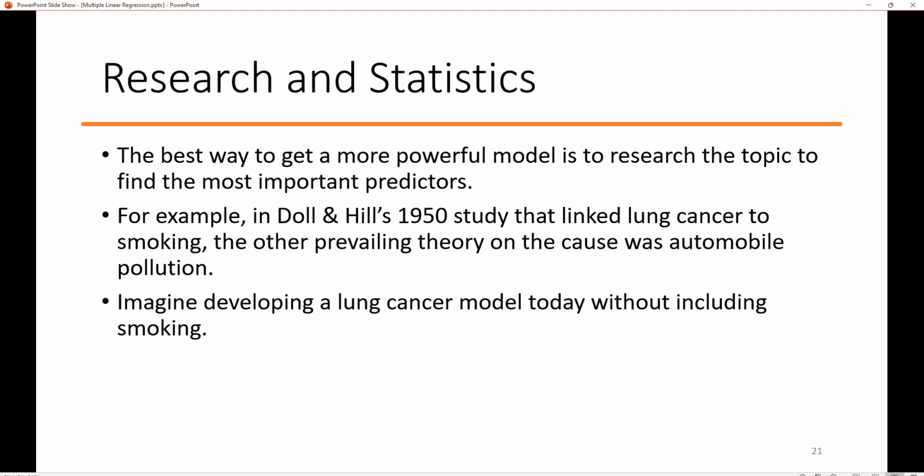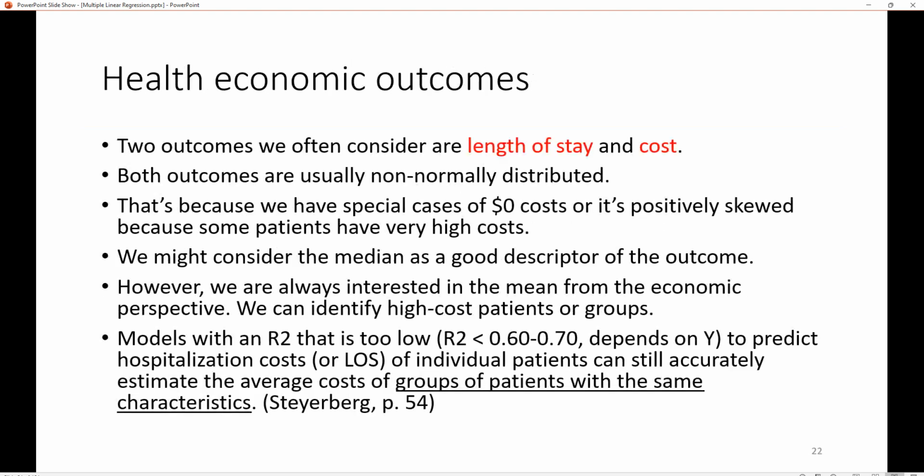And the best way to get a more powerful model is to research the topic to find the most important predictors. For example, in Doll and Hill's 1950s study, they linked lung cancer to smoking. The other prevailing theory on the cause was automobile pollution, and so in the article they actually discuss how they got to the point where they thought cigarette smoking was more important to study than automobile pollution. So imagine now developing a lung cancer model without including smoking as a predictor.